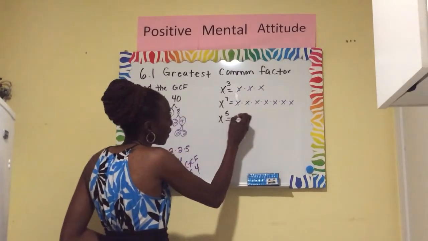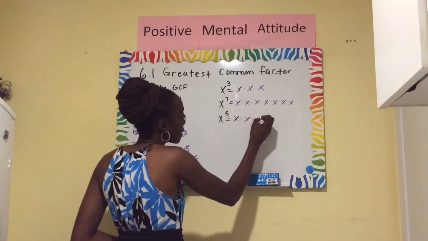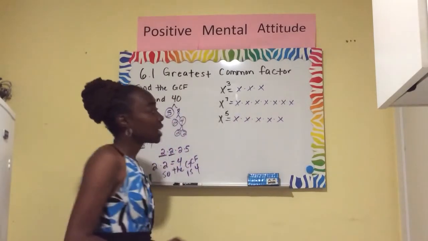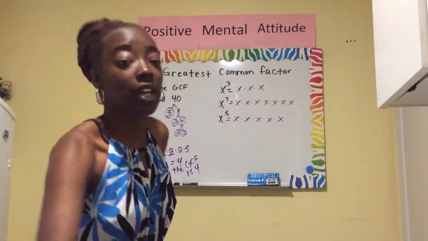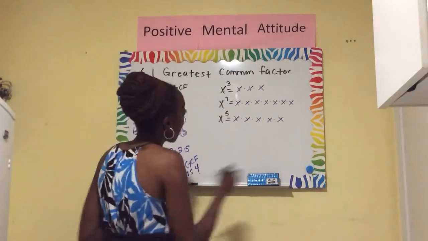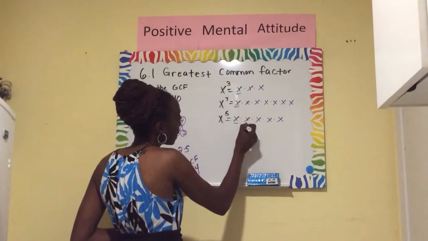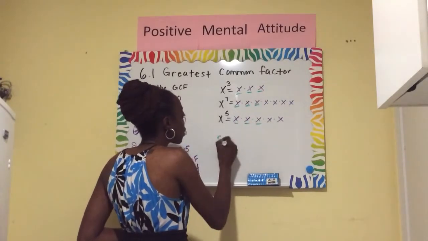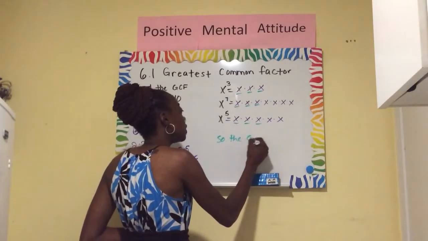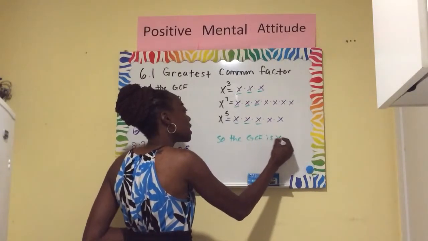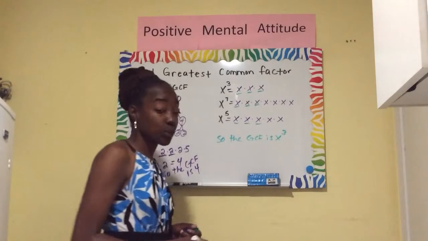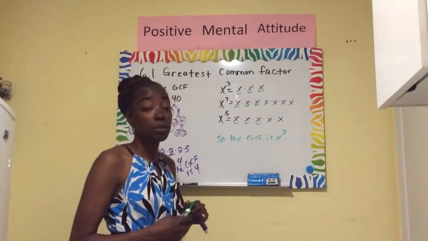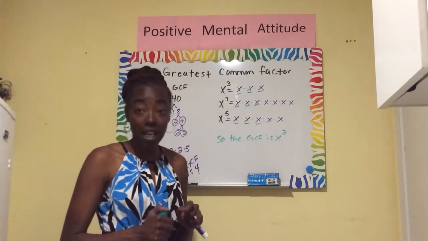Okay? X to the fifth is saying x times x times x times x times x, 1, 2, 3, 4, 5. Now you say, hey, what do they have in common? When you look at them, you see that I have three x's in common. So the GCF is x to the third. That is proving the rule that says the GCF in variables is the smallest exponent.